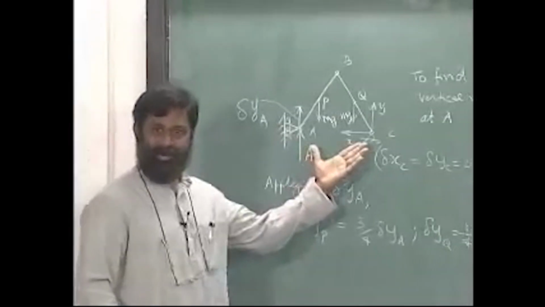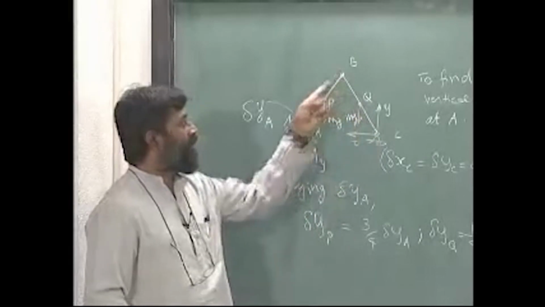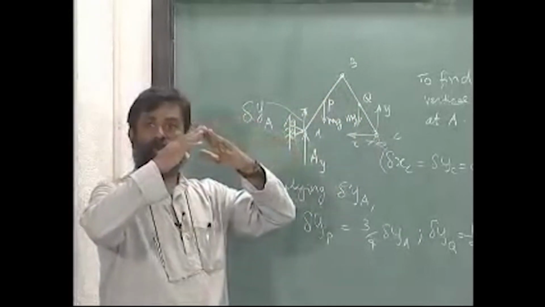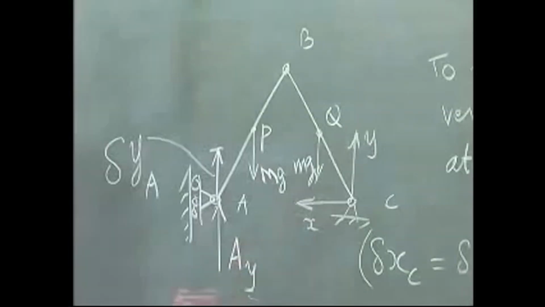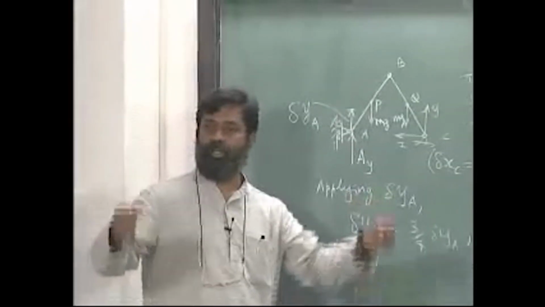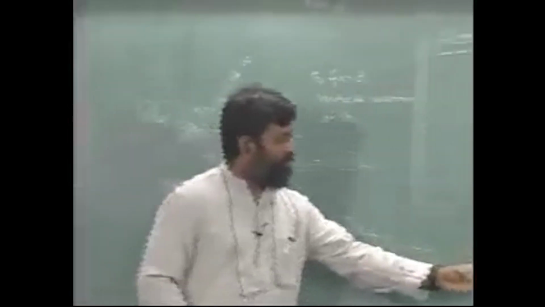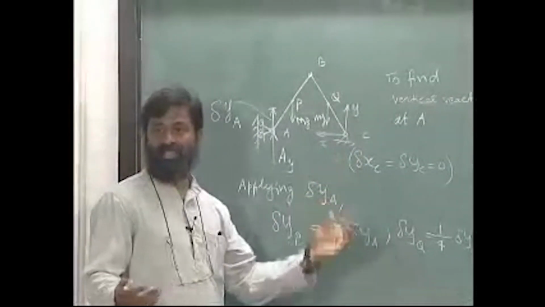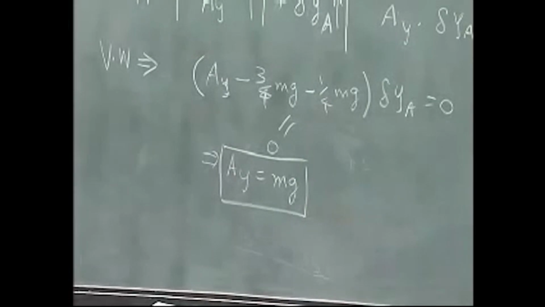Well, that seems to be obvious here. I have weights of these nicely symmetric, the vertical reaction here and vertical reaction here should be half and half of the total weight. Total weight is mg plus mg. So, automatically Ay will be mg, Cy will also be mg. Okay. So, that verifies that I have done correctly.